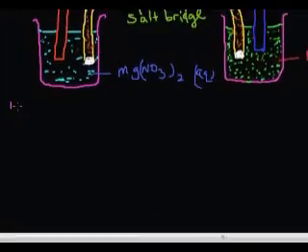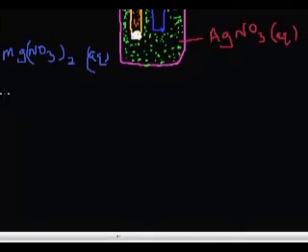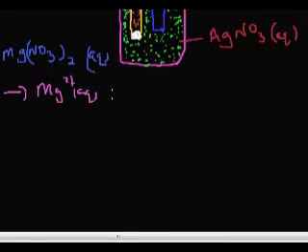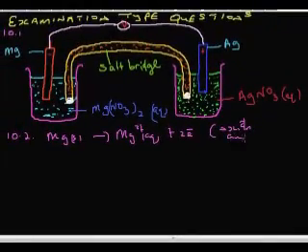So we are on question 10.2. Our oxidation reaction, which is taking place there, is magnesium solid being oxidized to magnesium 2 plus aqueous ion plus two electrons. And this is an oxidation reaction which is taking place at the anode.